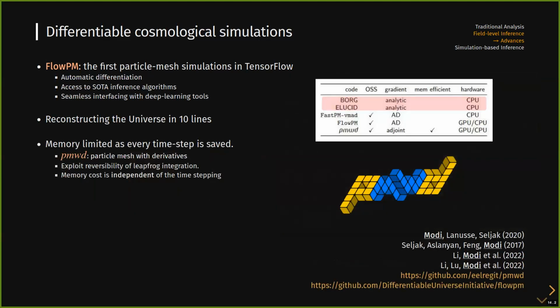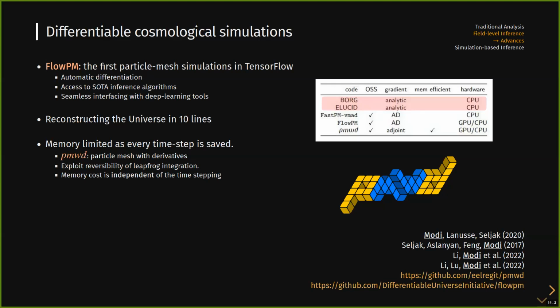There was still a challenge in that these differentiable codes are still memory limited. And the reason for that is because you want to calculate the gradient of your initial conditions with respect to your final snapshot, right? So you have to backpropagate through all the time steps of your simulation. And so each of these time steps needs to be saved in the memory so that you can do the backpropagation. To overcome that, we recently wrote another code called PMWD, which exploits the fact that these simulations use leapfrog integration, which is reversible. So you can just run the simulation back in reverse. And that makes the memory cost of these simulations independent of the time stepping.